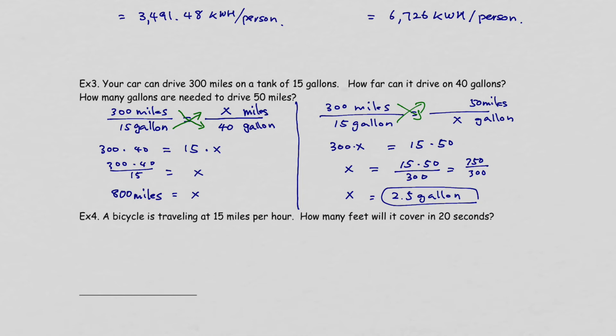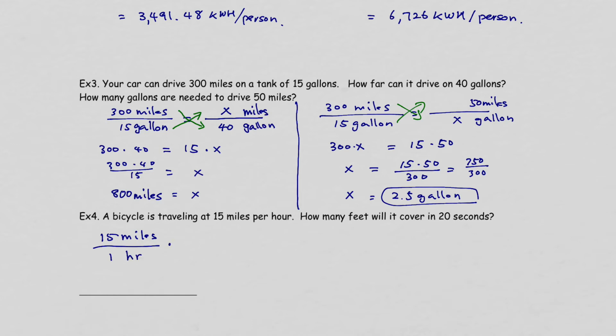What about the next one? A bicycle is traveling at 15 miles per hour. How many feet will it cover in 20 seconds, right? So you have miles per hour, but then you need to figure out the feet in seconds, right? So this is also going to be a unit change. So we have 15 miles per hour, which means over 1 hour, right?